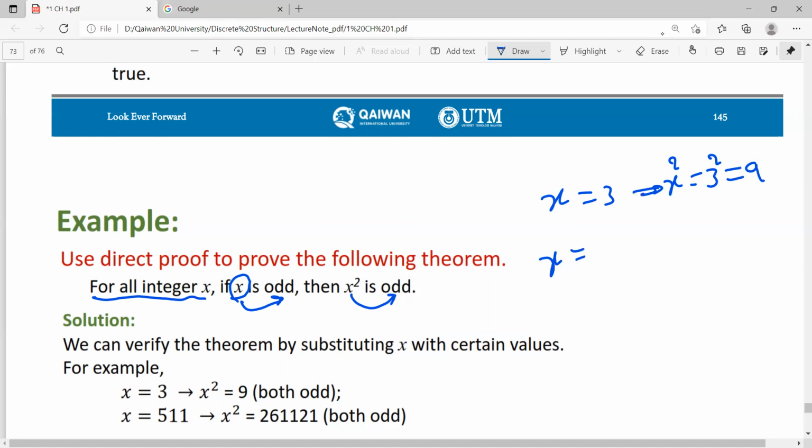So if x is, let's say, 5, then x squared is 5 squared, which is 25.